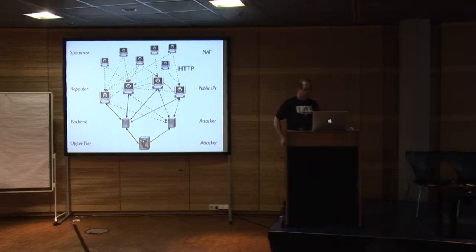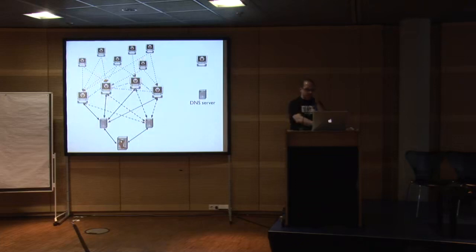Yes, I'll come back to that later. As you see from the overview picture, it's basically the same. The only major thing that changes is that the spammers and the repeaters now speak HTTP in order to tunnel the CNC communication. But apart from this, everything is the same. They also have this fast flux mechanism as a fallback to get back into the network once a peer doesn't know any of the peers anymore.